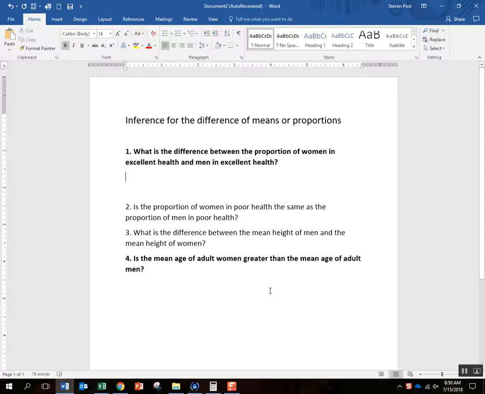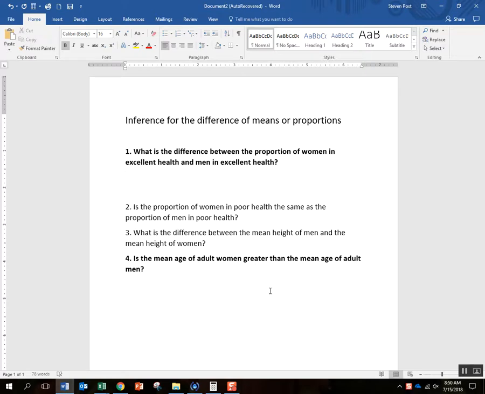Next, we're going to tackle inference for the difference of means or proportions. So these are the kinds of questions we'll be able to answer. What is the difference between the proportion of women in excellent health and the proportion of men in excellent health? That would be a confidence interval.